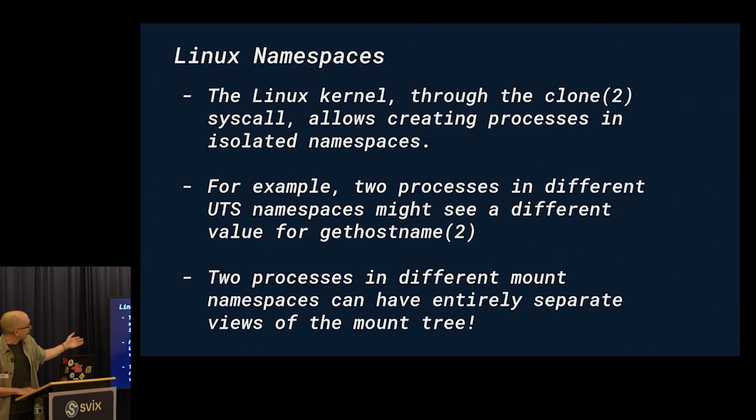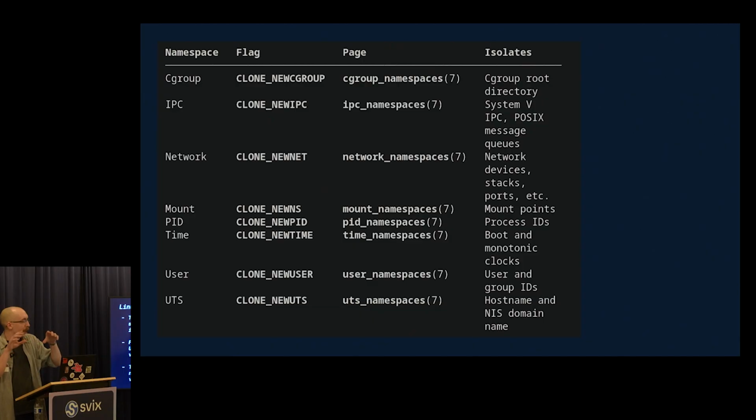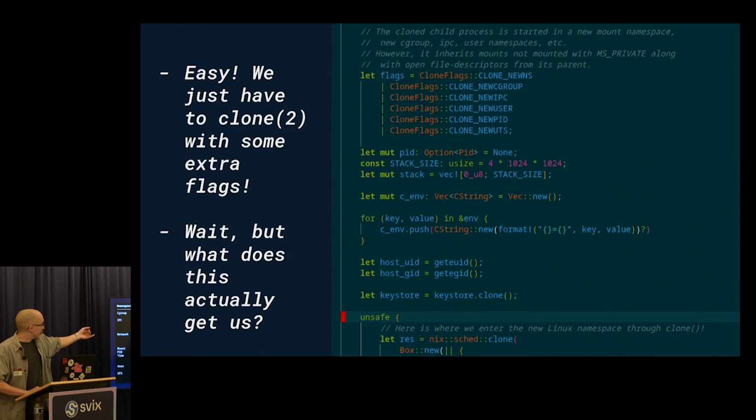With namespaces, you can have two processes that have a different viewpoint of the mount table, or different user IDs, or they can be in different times. They can have different system times, or different host names. So these are the Linux namespaces that we provide. This is very dry. I'm going to have a few really dry slides, so just bear with me, okay? We can have different network namespaces, IPC namespaces, cgroups.